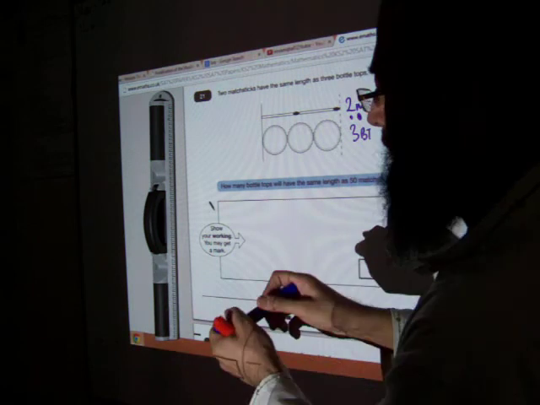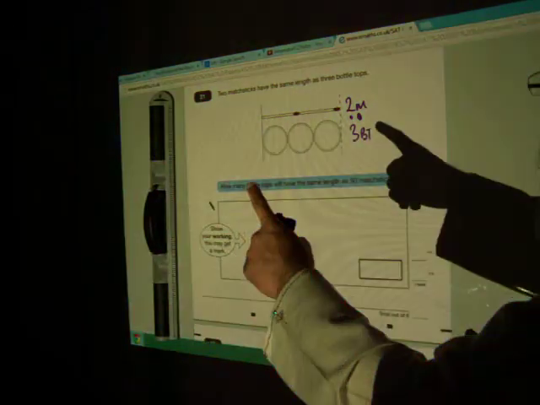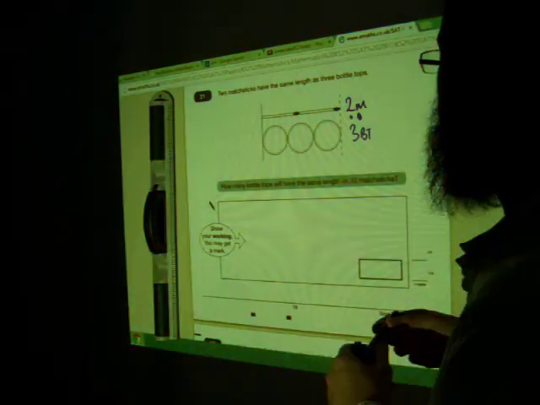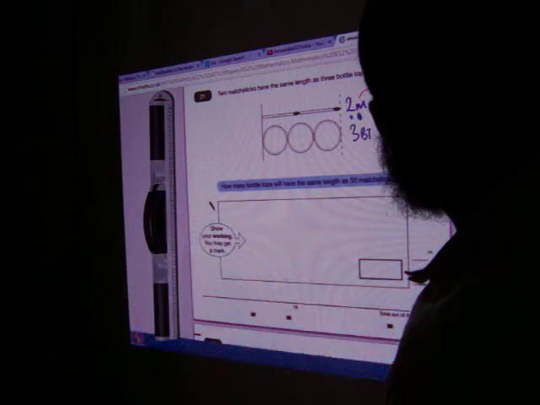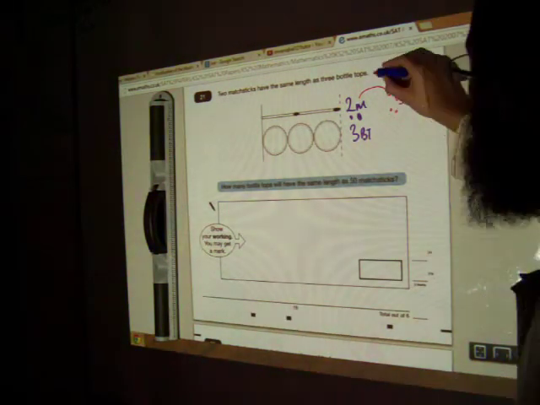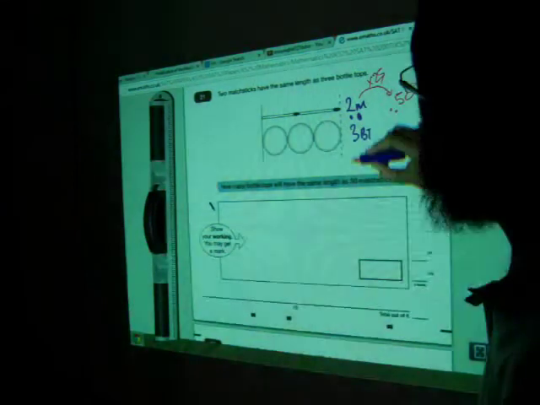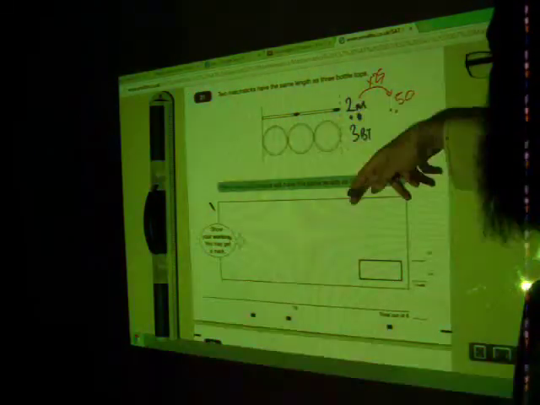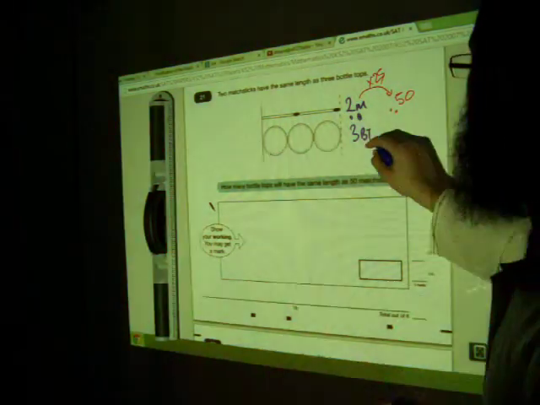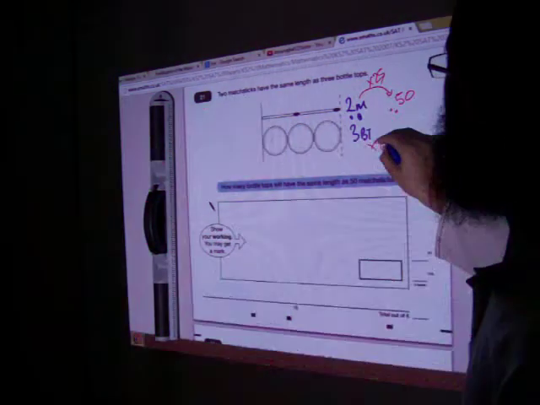Now don't shout out. Okay, how does 2 become 50? What do we do to the 2 to become 50? You can't use the word add. Times by what? Times by, well done Ismail, thank you very much. 2 times by 25 is 50. So Noor, what we do to the top, we must do to the bottom, both parts of the ratio. So 3 bottle tops, we have to times that by 25.